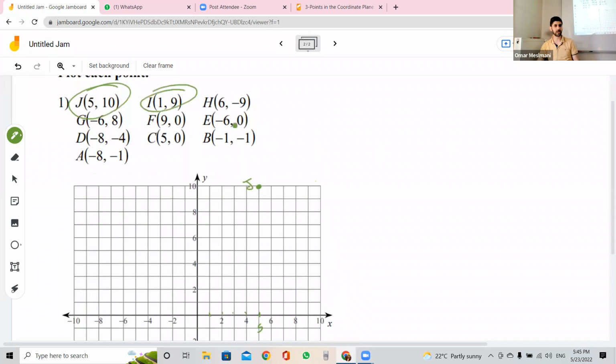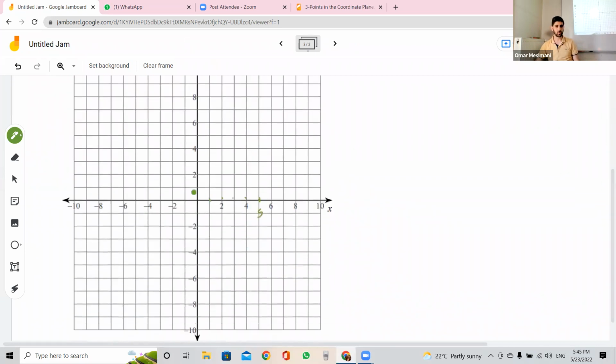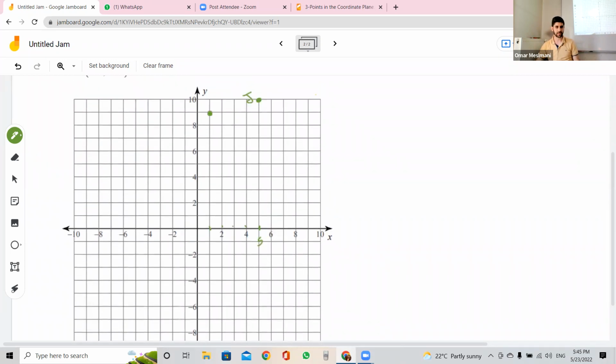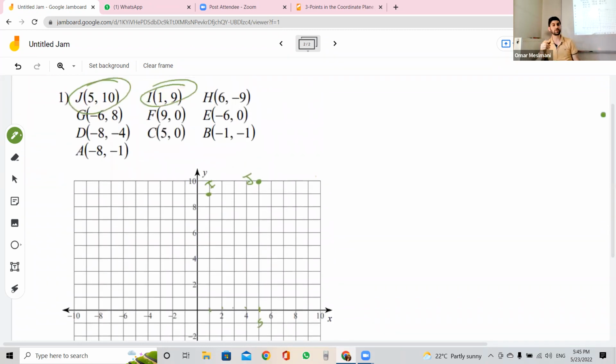Now, point I has 1 and 9. 1 on X and 9 on Y. So 1 and 9. I will go up to 9. So this is the point I. All right. So again, I know that you know these ideas, but you have to prepare yourselves. These are basics.